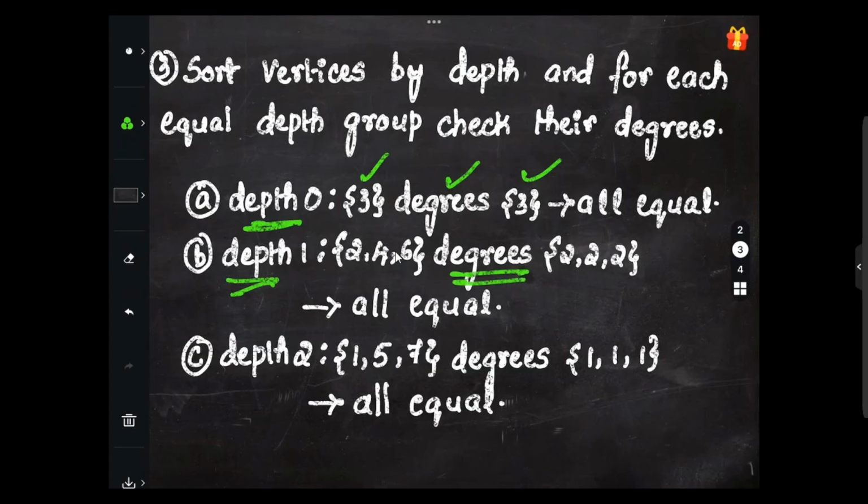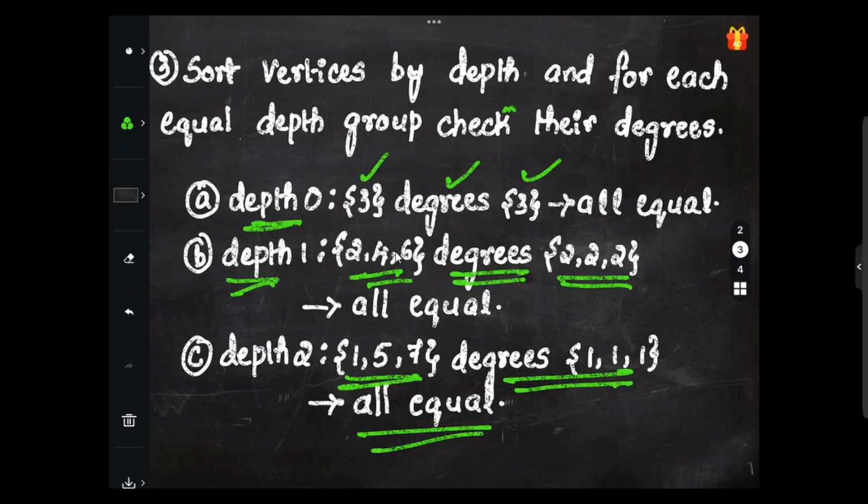Finally we have depth 2. For depth 2 we have the values 1 5 7. Degrees will be 1 1 1, and here also all are equal. So again, what we are doing here is sorting the vertices by depth, and for each equal depth group, checking their degrees.